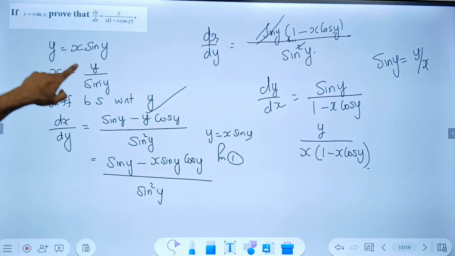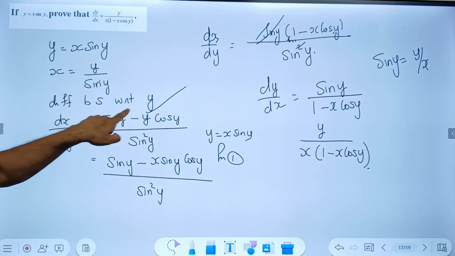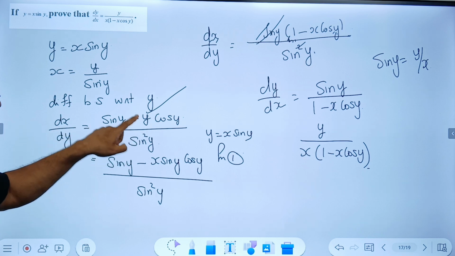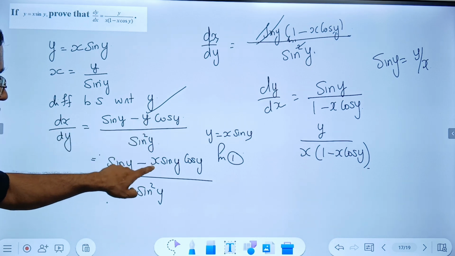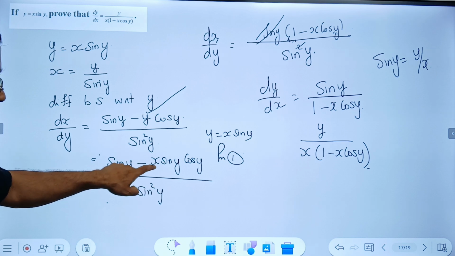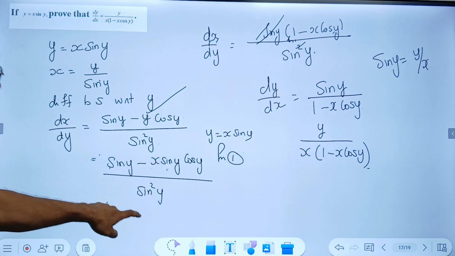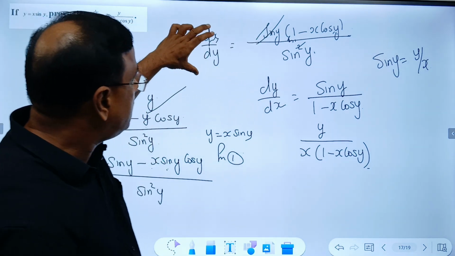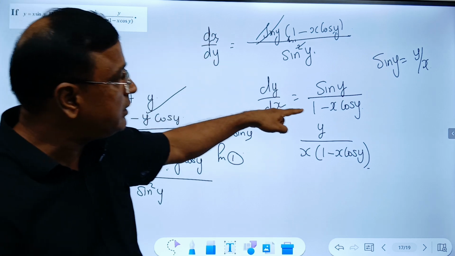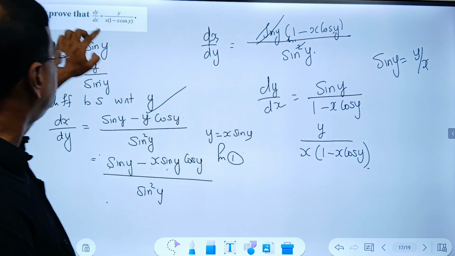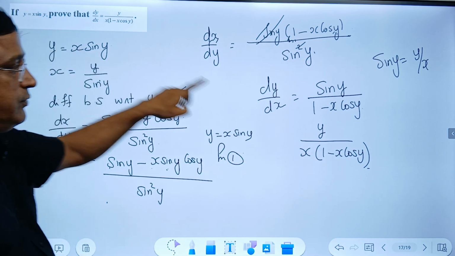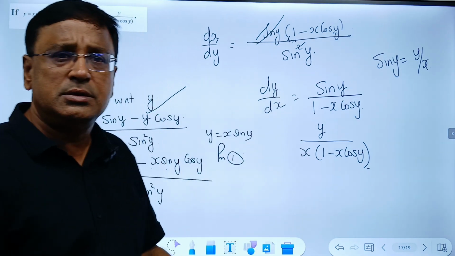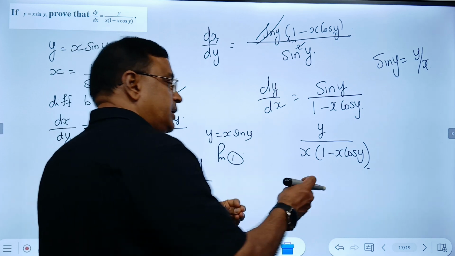I write x as y by sine y, differentiate with respect to y, I get quotient rule, and I arrive at this answer. In place of this y, I substitute x sine y. And now with x sine y, sine y is common, can be cancelled. And I take reciprocal, so you get dy by dx. Still I am not there in the answer, and the answer should be y by x. But in the question, y by x is sine y, so I substitute that, you get the answer. Simple, it's just like a game of chess.